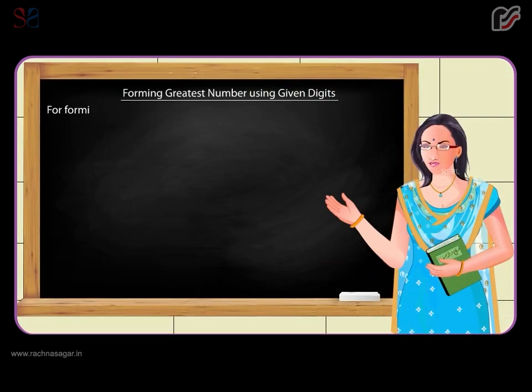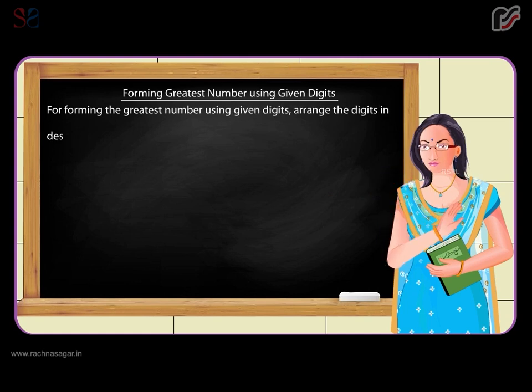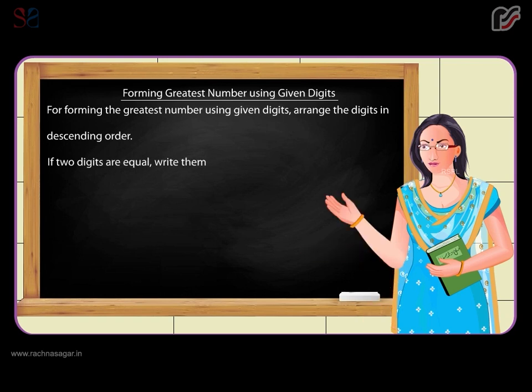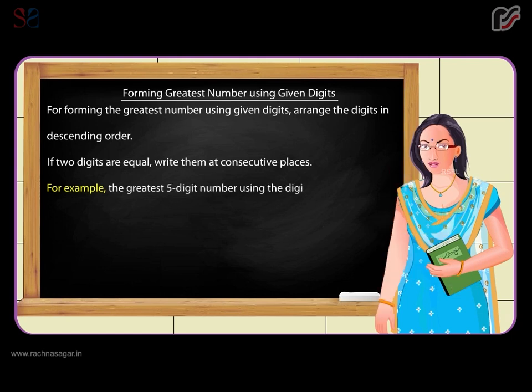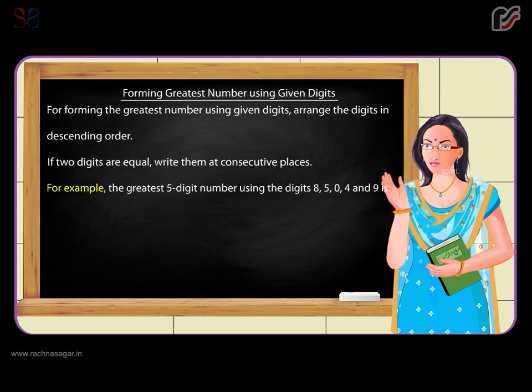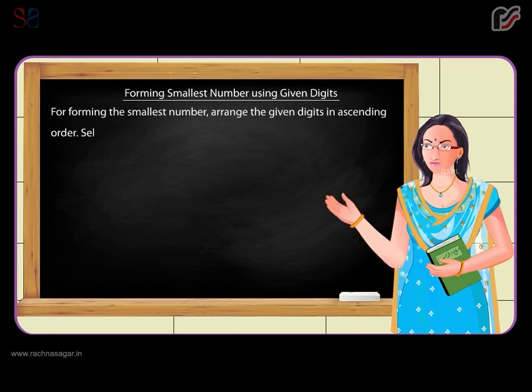Forming smallest and greatest numbers using given digits. For forming the greatest number using given digits, arrange the digits in descending order. If two digits are equal, write them at consecutive places. For example, the greatest 5-digit number using the digits 8, 5, 0, 4 and 9 is 98,540.